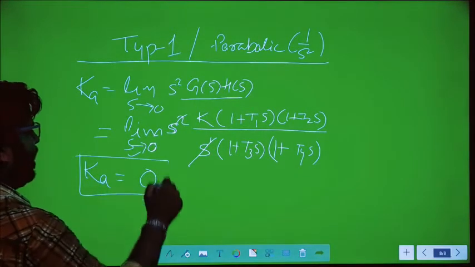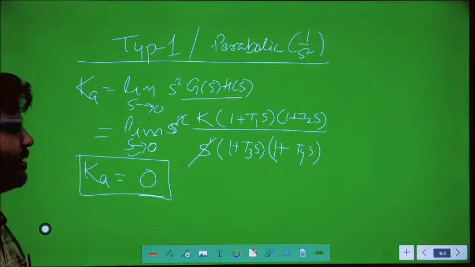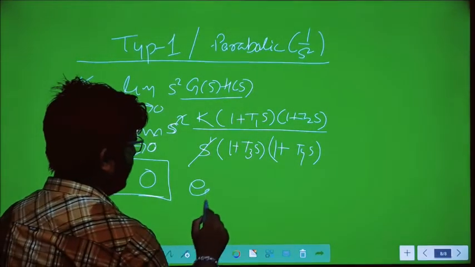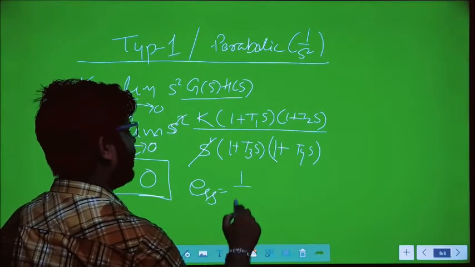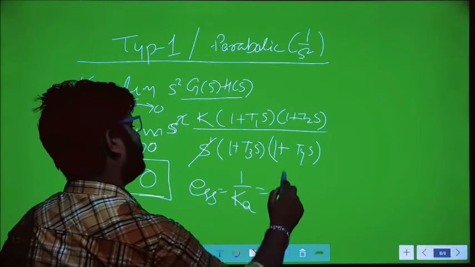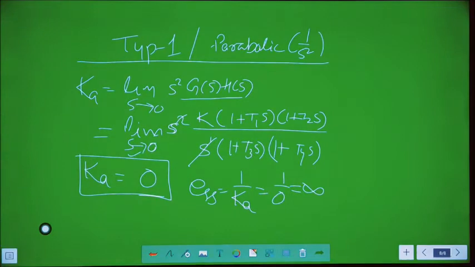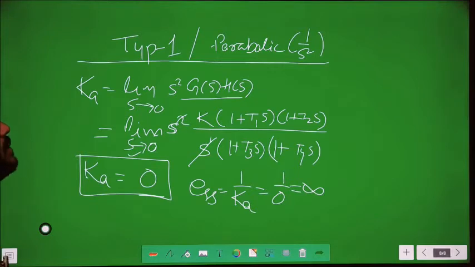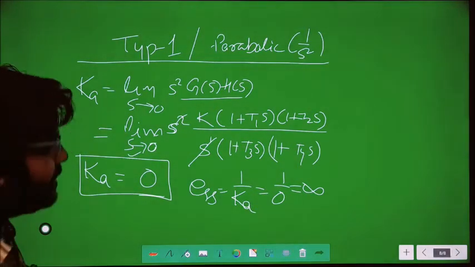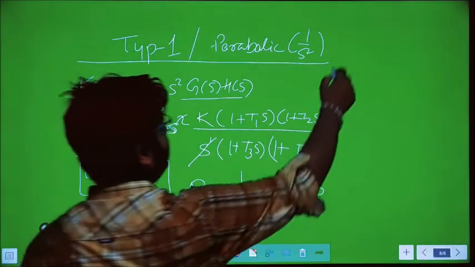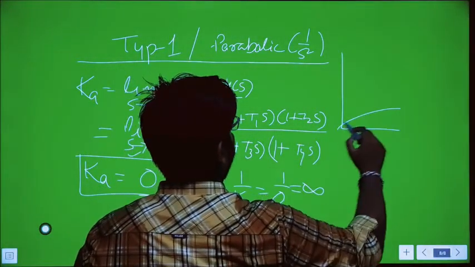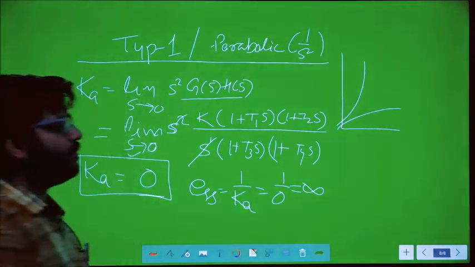Once Ka becomes 0, that means the error constant becomes 0, we know that ESS is equal to 1 by Ka, which becomes 1 by 0 equal to infinite. That means you cannot give parabolic input to a type 1 system. If you try giving parabolic input to a type 1 system, you obviously end up with infinite error. The diagram will be like this.